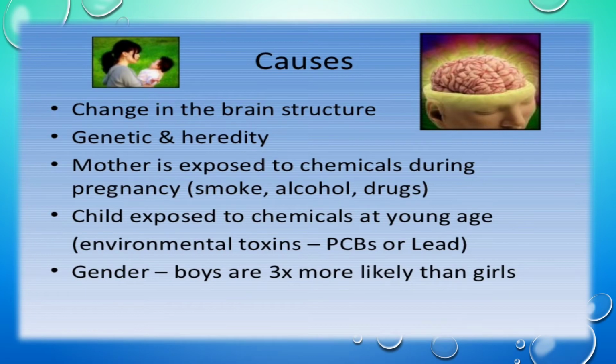You can see now what are the causes of ADHD. It is due to a change in their brain structure. Maybe the structure of the brain is modified a little, and the brain development is affected in that particular child. It might be due to genetic or hereditary causes, and sometimes the mother is exposed to various types of chemicals during pregnancy, and they would have taken alcohol, drugs, or smoking. That also affects the brain development of the child, and the child is exposed to chemicals at a very young stage itself, from environmental toxins like lead, chromium and other things.